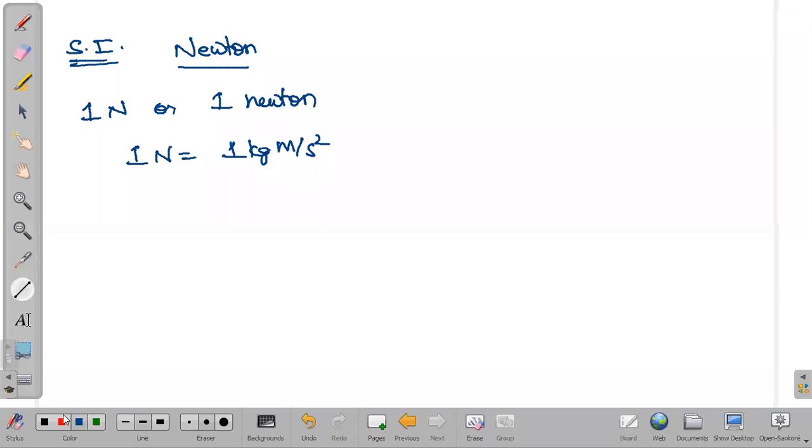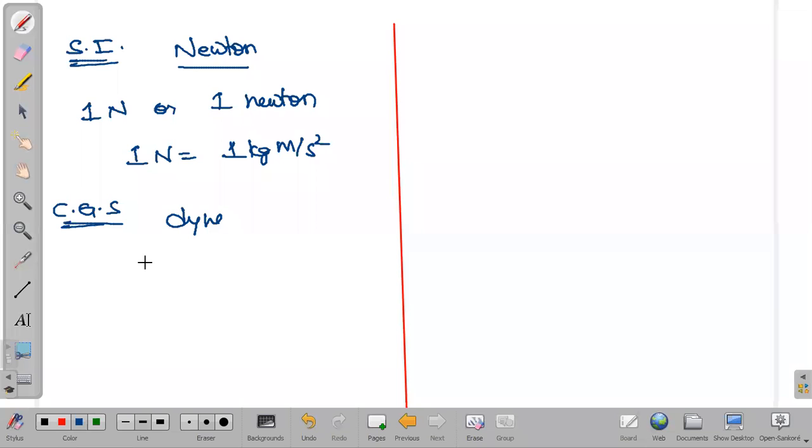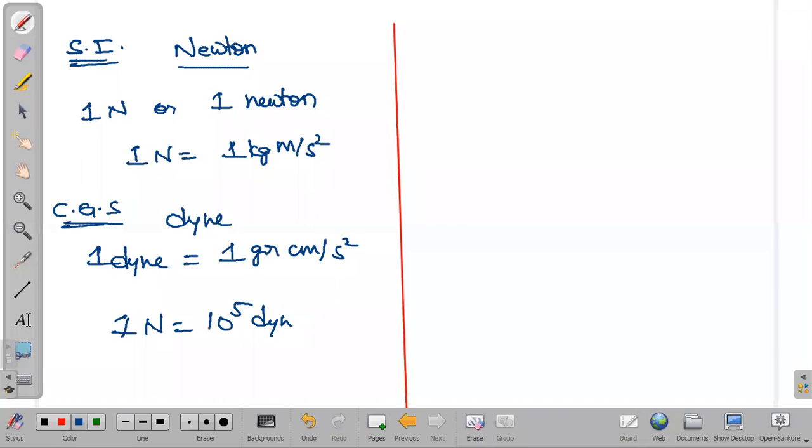Now, what about the CGS system of unit? CGS system of unit also we have written. In the CGS system we call it a dyne. Let me write: 1 dyne is equal to 1 gram centimeter per second square. And conversion also we have written: 1 newton is equal to 10 to the power of 5 dynes. So this already we have completed. That's the reason I'm moving quickly.